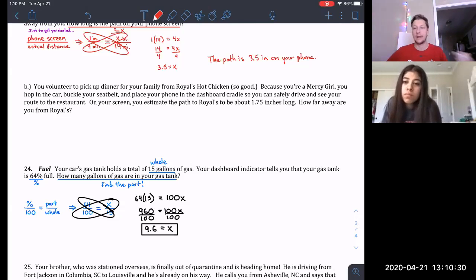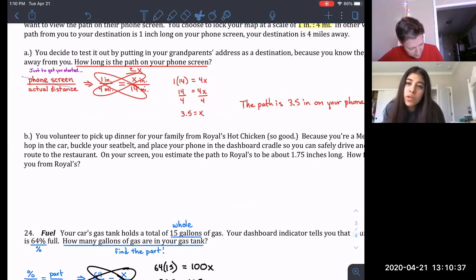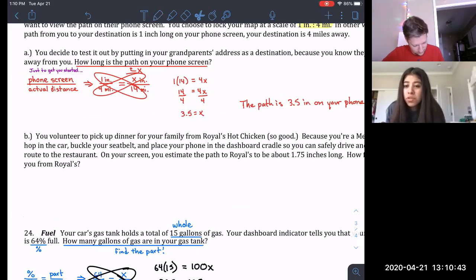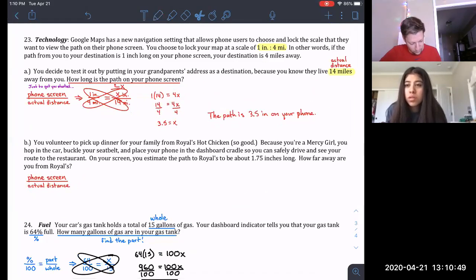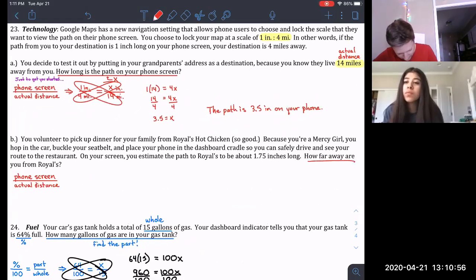So now what did I give you in this problem? What information do you have? Do you have the phone screen distance or the actual distance? The phone screen distance. Yeah, we have the phone screen distance. So that means the question, now remember, the question is so important because that tells us what our variable is going to be. This is what we're trying to find. How far away are you from Royals? We're talking real life here.